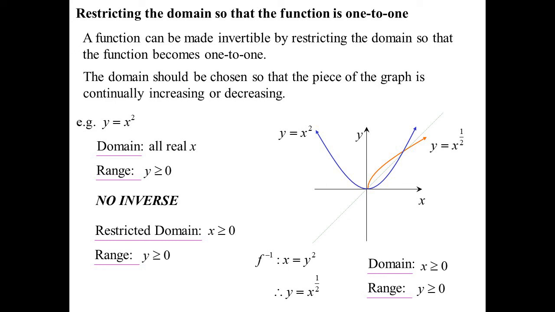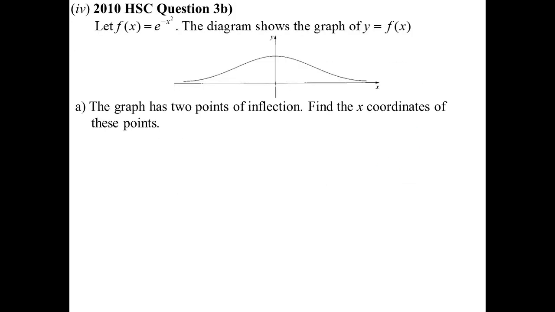So they're both possible answers for it. Let's have a look at an HSC one, a few years ago now, 2010. They had the classic bell-shaped curve, e to the power of minus x squared. So there's the graph we've been given.